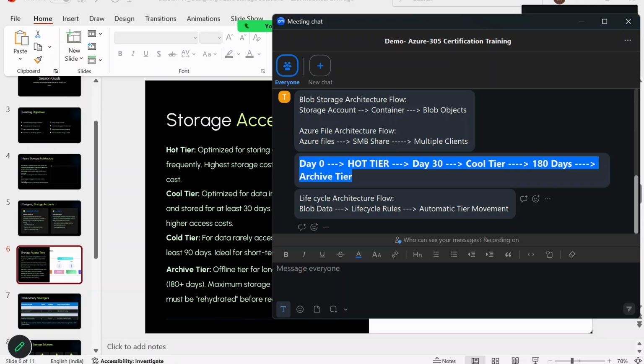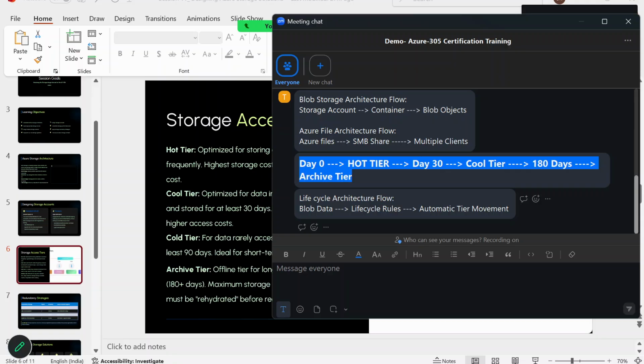Okay. And what is blob immutability? It is important for compliance, and supports write once, read many. It is used by financial institutions, healthcare organizations, and government agencies. And what is static website hosting? Blob storage can host static websites, for example HTML, CSS, and JavaScript, without a web server.